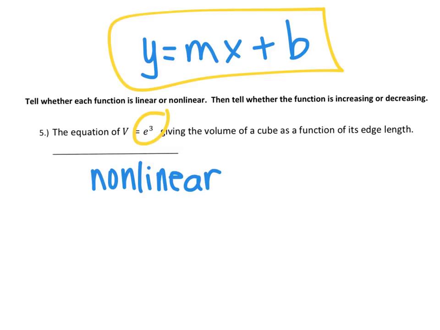So the next part is, is it increasing or decreasing? So we're looking for the volume of a cube as a function of its edge. So if we take the edge to the third power, then we will get the volume. So I would think that that means this is increasing.